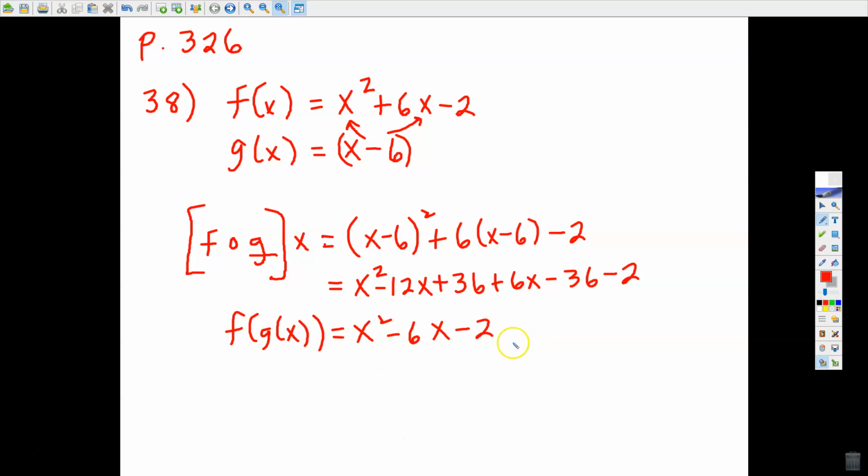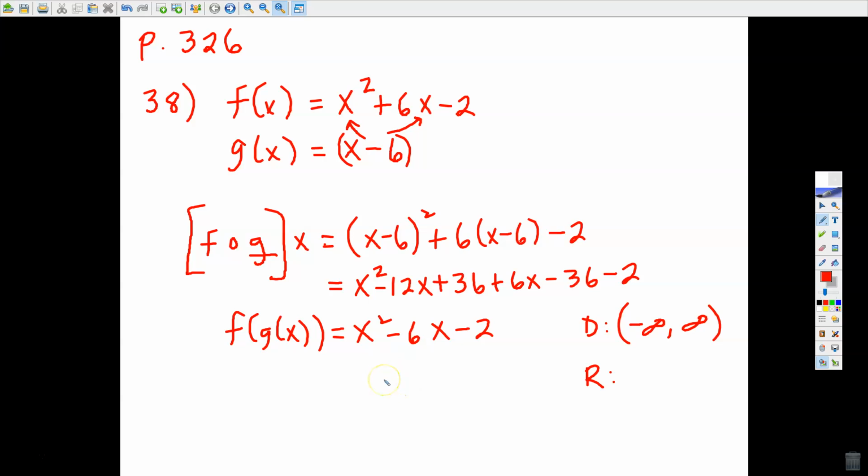Now we're supposed to find the domain and the range. Remember, this is a quadratic function. The composite is a quadratic, which means that it's going to be a parabola. The domain for all parabolas will always be all real numbers. It's the range that we're going to have to do a little computing to find.